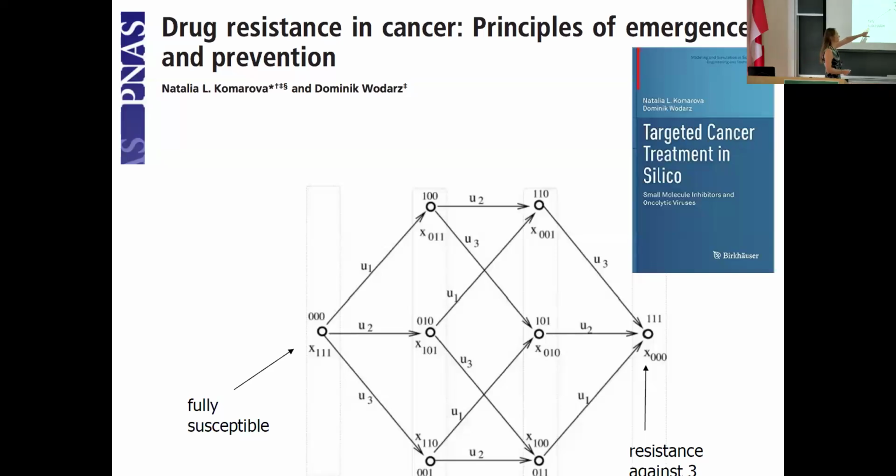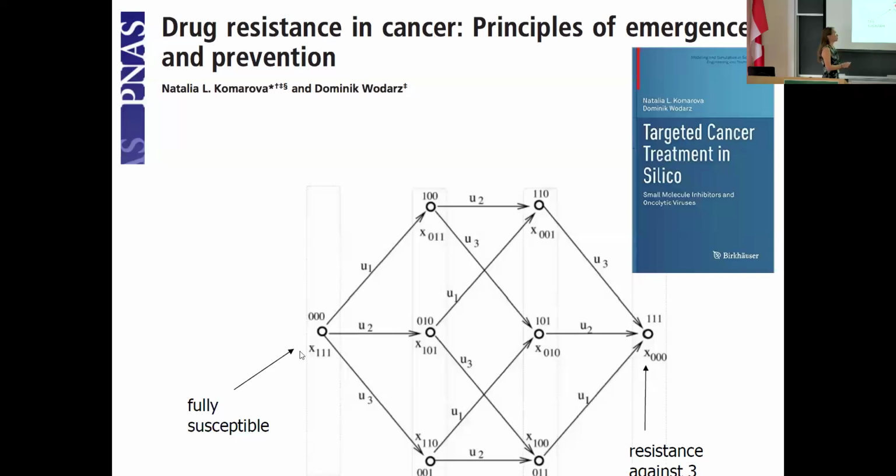And let me dwell a little bit on this. This is a combinatorial network, a mutation network of cancer, of evolution of resistance. Let's start here. This is a type that is fully susceptible to all the drugs. So we're going to assume that there are 3 drugs that we are dealing with, and this cell is fully susceptible. You apply any of the 3 drugs, it responds and it dies off.